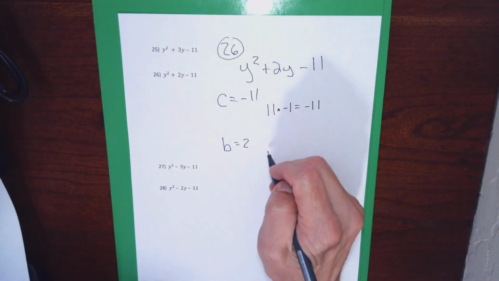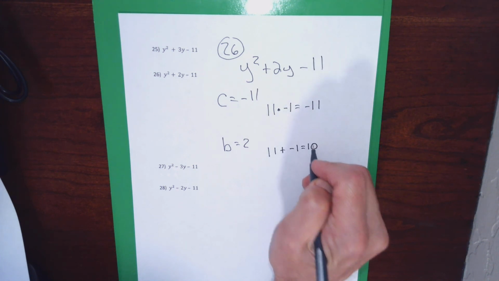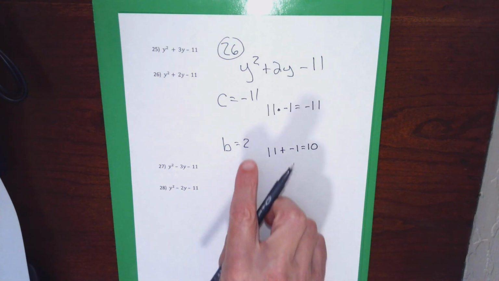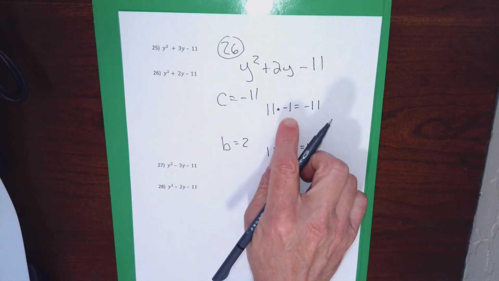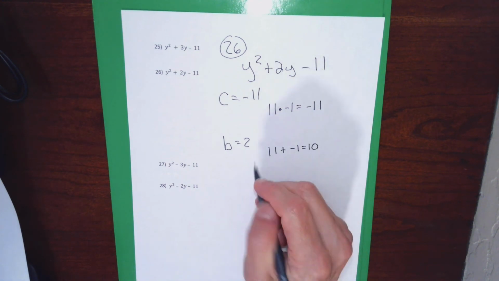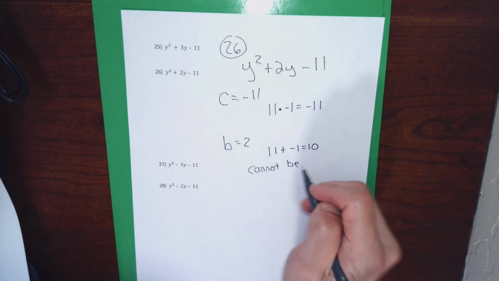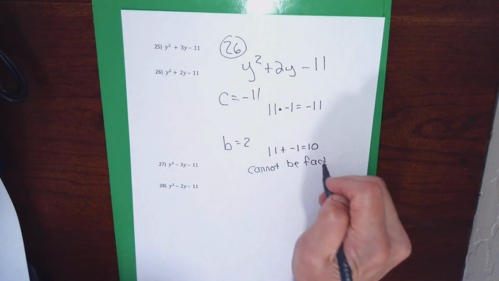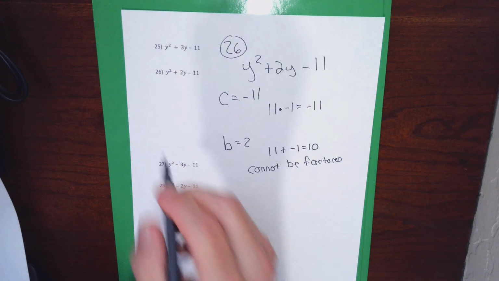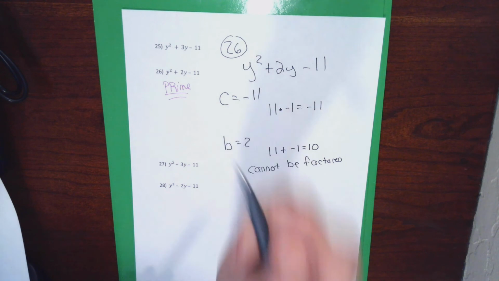Now I'll move on to my next step and I'll start adding these. 11 plus negative 1 adds up to 10. Unfortunately, just like in the last problem, I can't find a pair of numbers, bigger number plus, smaller number minus, that multiply to negative 11 that also add to 10. So this also cannot be factored. And if I can't find a pair of numbers that simultaneously do both things that they need to do, we call the polynomial prime.